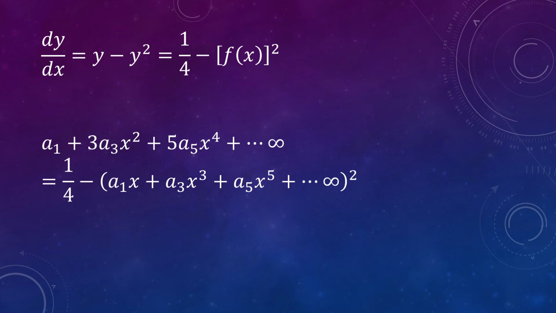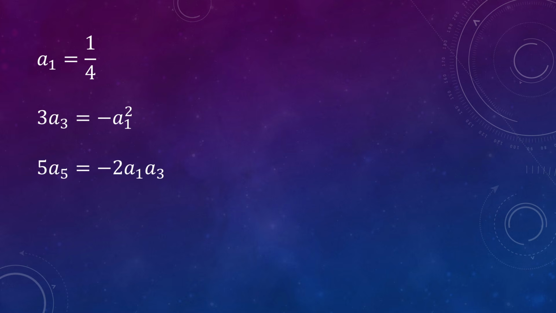Now let us find the coefficients one by one. Equating the left hand side and the right hand side, we get a1 as equal to 1 over 4, 3 times a3 as equal to minus a1 square, and 5 times a5 as equal to minus 2 times a1 times a3. So if we solve for the values of a3 and a5, we get a3 as equal to minus 1 over 48 and a5 as equal to 1 over 480.